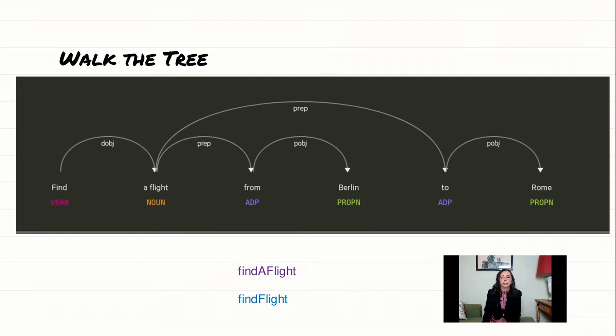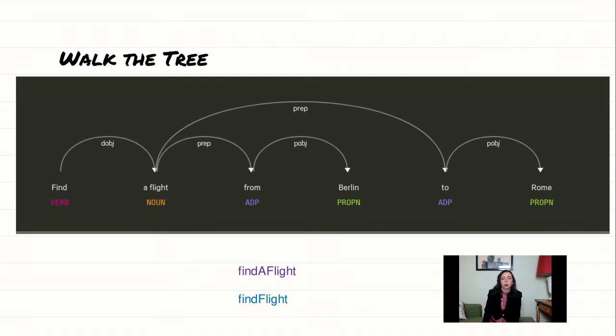In this tree, the transitive verb is find and the direct object is a flight. The relation dobj connects the transitive verb to its direct object. If you follow the arc dobj, we can merge find and a flight into a single word, find a flight or find flight. In this sentence, there are two other objects that are marked by pobj relations. pobj means object of the preposition, hence Boston and Rome are indirect objects.